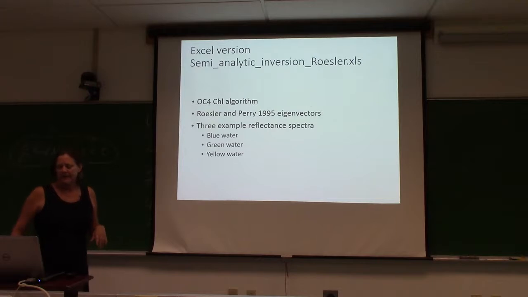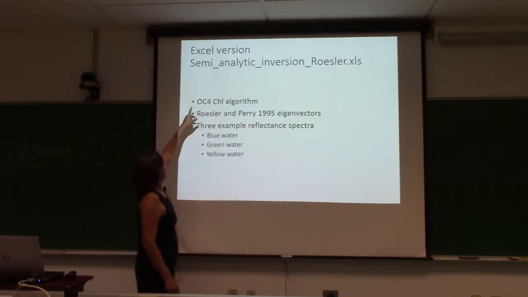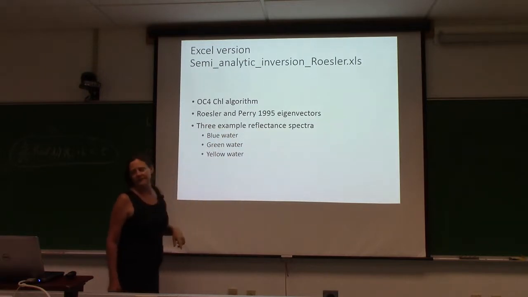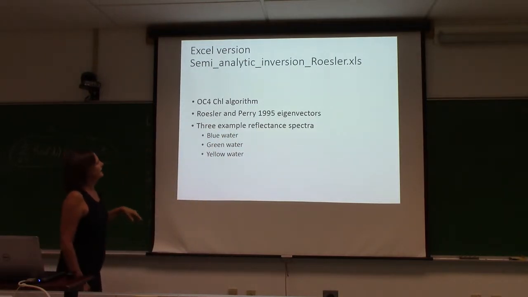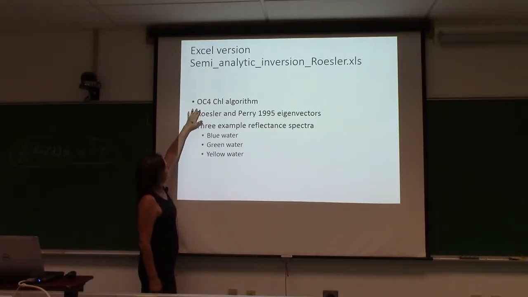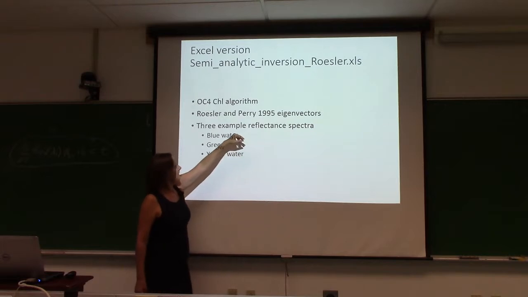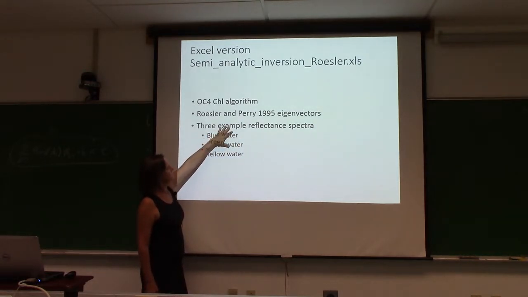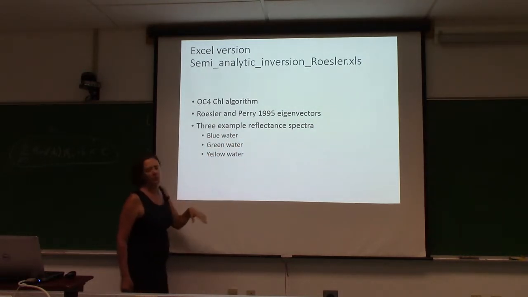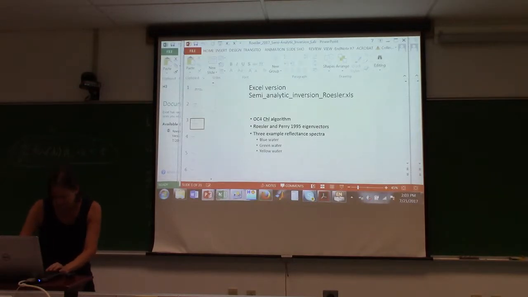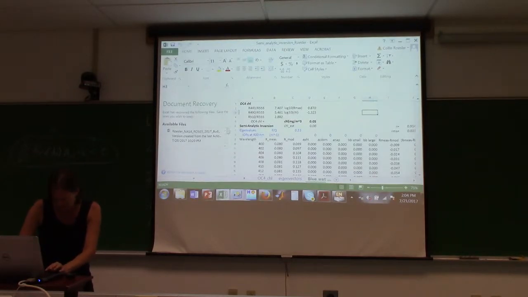So what I want you to do is open up the Excel version, I think it's called Semi-analytic Inversion, Roesler. In that, there's the OC4, probably the older OC4 algorithm, the eigenvectors from the 95 paper, and three examples of reflectance spectra for blue, green, and yellow water. If you open that up, you'll see something that looks like this.